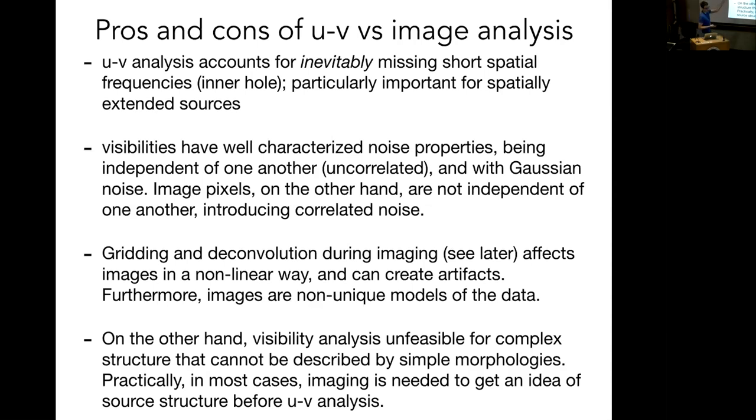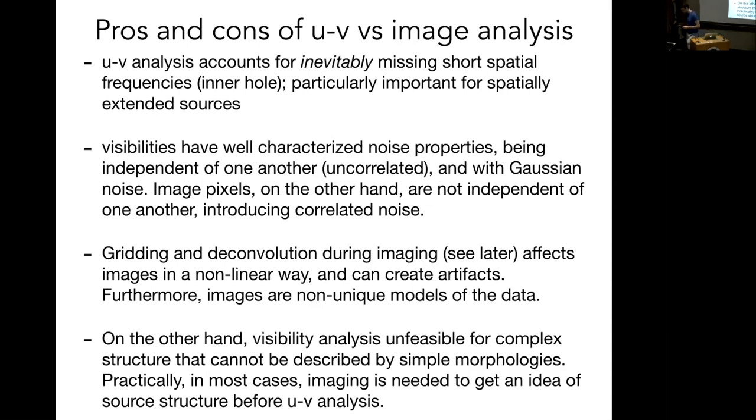Additionally, gridding and deconvolution, as David mentioned yesterday, affect images in a non-linear way, so can also create artifacts in your image. And as it says in the Thompson, Moran, and Swenson book, fitting the image is basically fitting a model to a model. Whereas what you really want to do is fit your model to the data, which is your sampled visibility function.